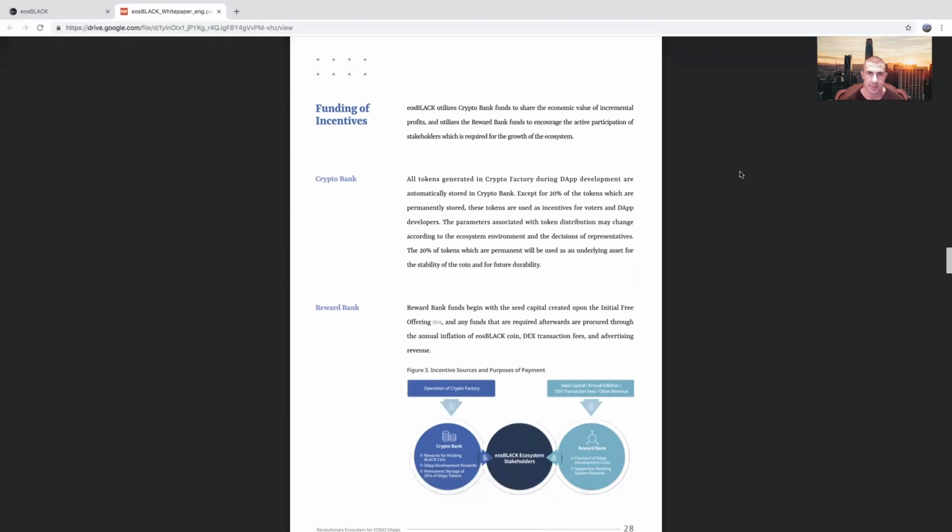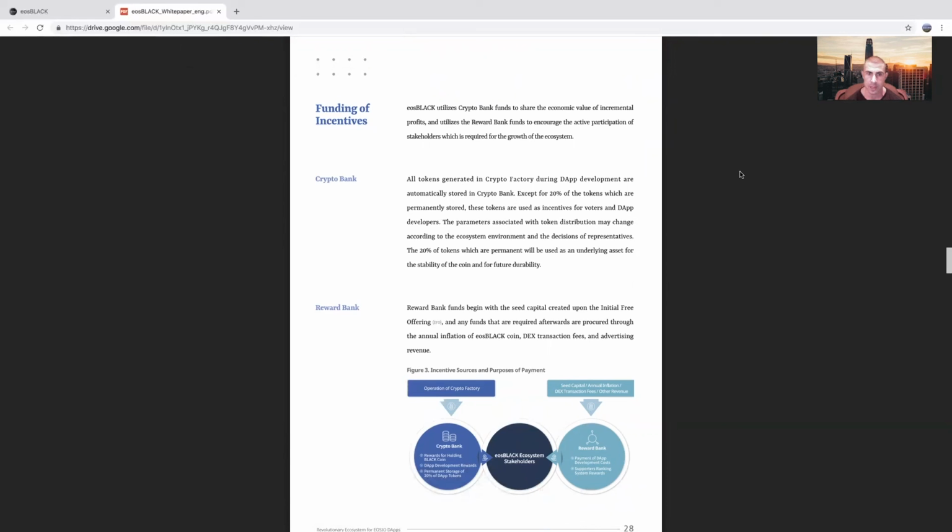So for funding of incentives, EOS Black utilizes crypto bank funds to share the economic value of incremental profits, and utilizes the reward bank funds to encourage the active participation of stakeholders, which is required for the growth of the ecosystem. It goes on to talk about Crypto Bank that says all the tokens generated in Crypto Factory during dApp development are automatically stored in the Crypto Bank, except for 20% of the tokens, which are permanently stored. Those tokens are used as incentives for voters and dApp developers. The parameters associated with the token distribution can change according to the ecosystem environment and the decision of representatives. The 20% of tokens which are permanent will be used as an underlying asset for the stability of the coin and the future durability.